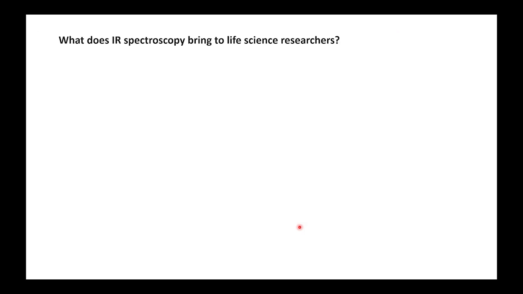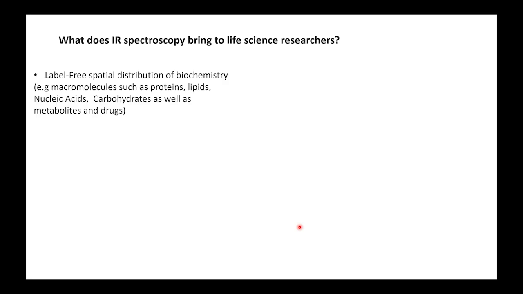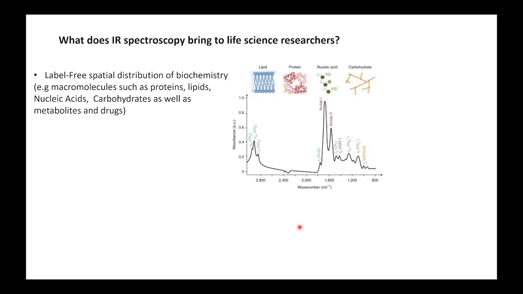So, infrared spectroscopy, and what does it bring to life science research? Why would one do vibrational spectroscopy, infrared? Well, infrared spectroscopy gives us the ability to do label-free spatial distribution of the key biochemistry. So we're talking about the macromolecules: the proteins, lipids, nucleic acids, carbohydrates, and a few other components as well.